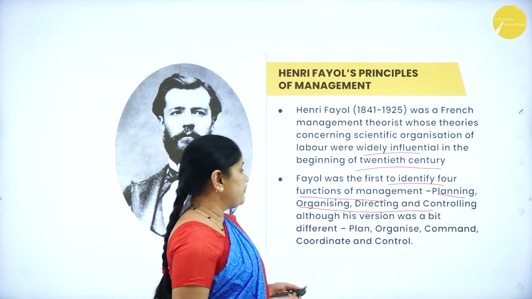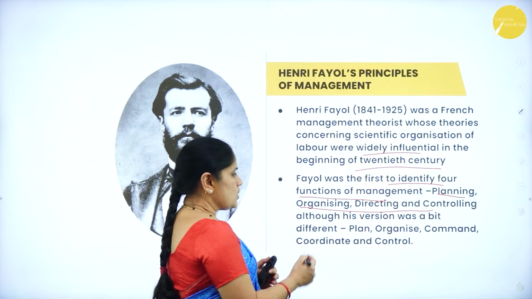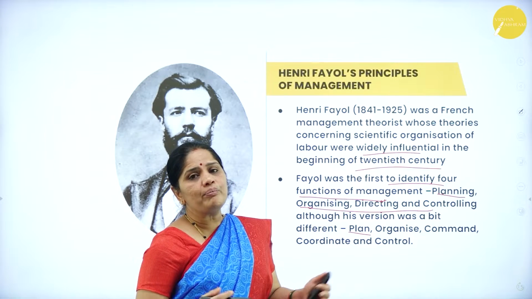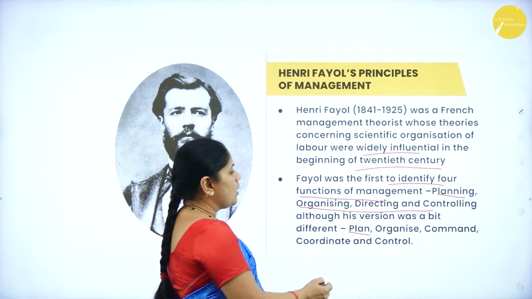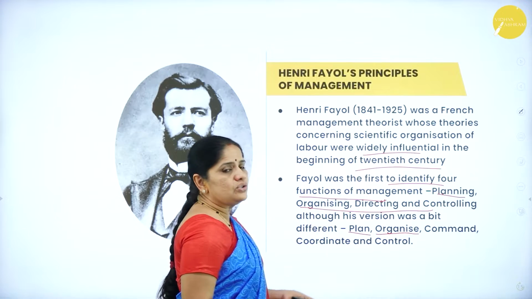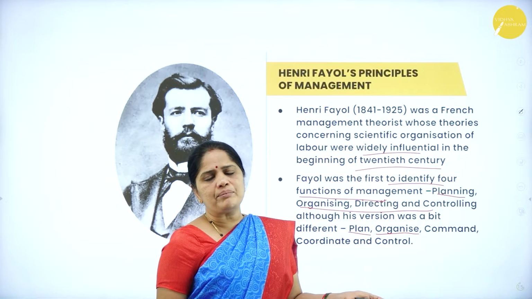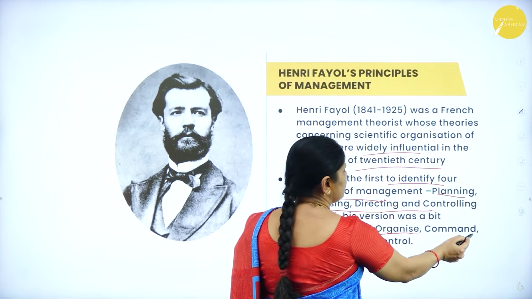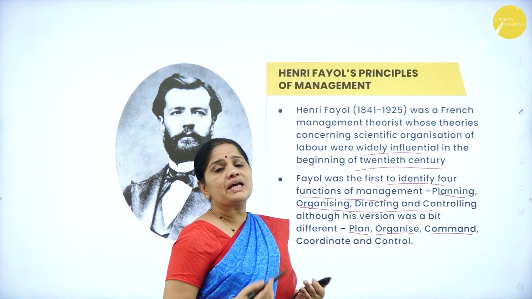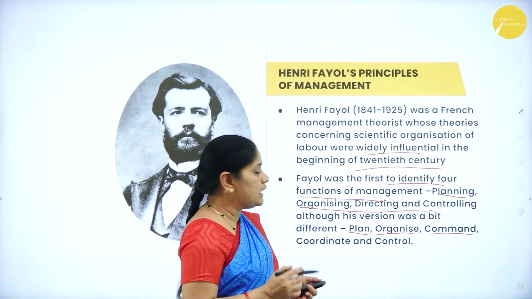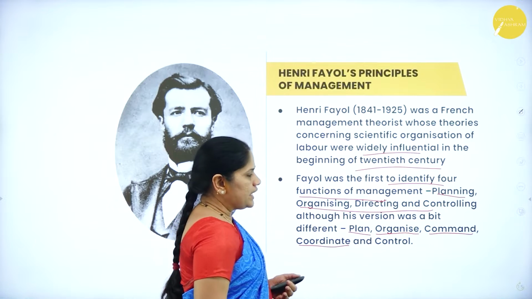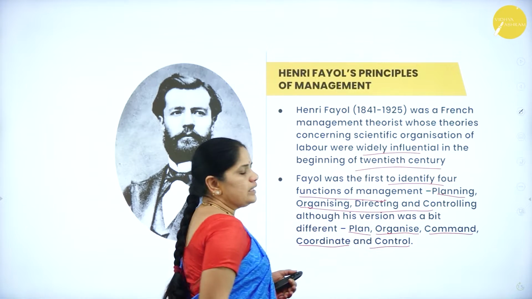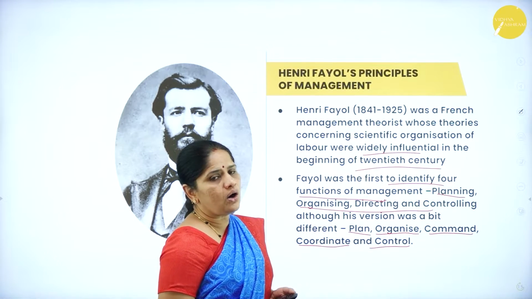But Henri Fayol's version was a bit different. He said: plan. If you have to start an organization, first you plan for the organization, then organize. As per your plans, you organize: men, machine, money and materials. Everything you have to collect, then command. Whom will you command? You will be commanding the staff whom you have appointed in the organization. Coordinate. Then see that there is coordination among the staff, and control. Lastly, you have to control the employees of the organization.